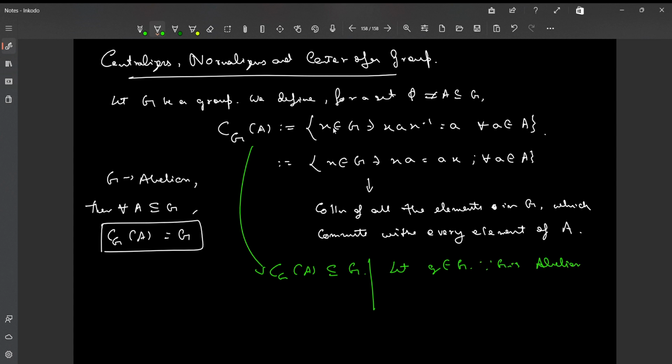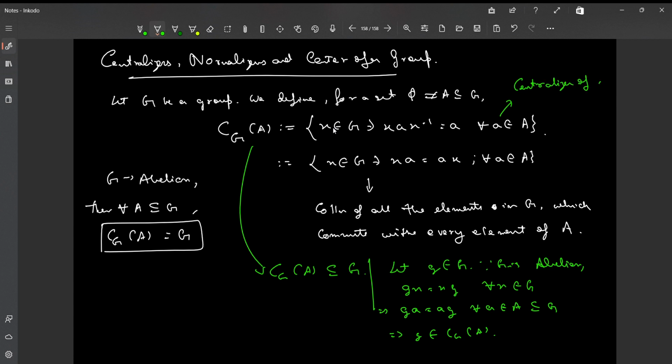If G is abelian, what happens? Let small g be in capital G. Since G is abelian, gx equals xg for all x in G. But this implies ga equals ag for all a in capital A, because A is a subcollection of elements in G. So that implies g must be in the centralizer of A in G. So we have a both-sided inclusion, hence they are equal. We say this to be the centralizer of A in G.